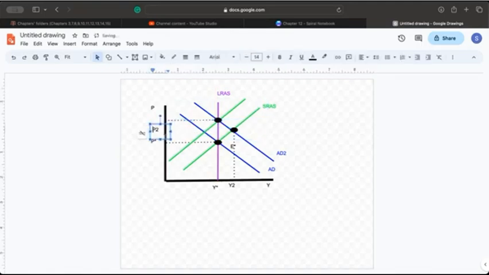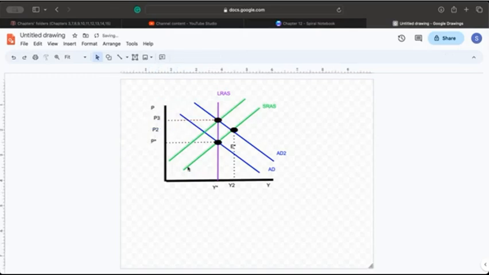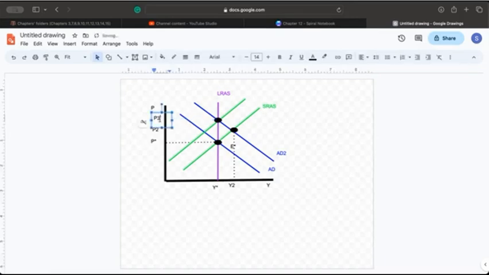And we'll call that P3. So eventually the economy will put itself back at its original output, but it will permanently stay at a higher price. And that's a good example of a positive demand shock.